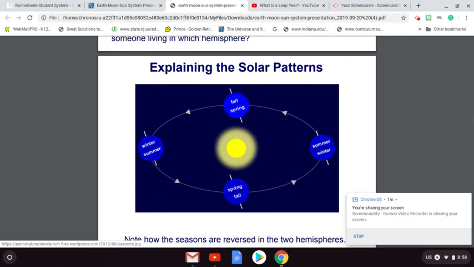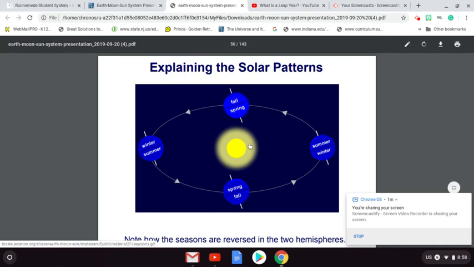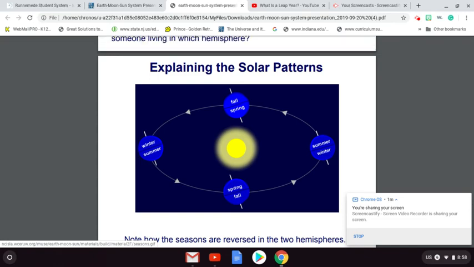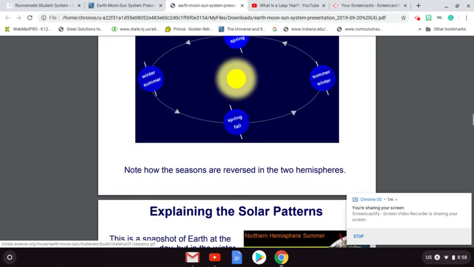Here's another picture that explains it well. Also, a lot of people think that when it's summer, the Earth is closest to the sun. That's absolutely false. Actually, the Earth is furthest from the sun when it's summer. But the reason why it's so warm is because the northern hemisphere is tilted towards the sun when it's summer in the northern hemisphere.